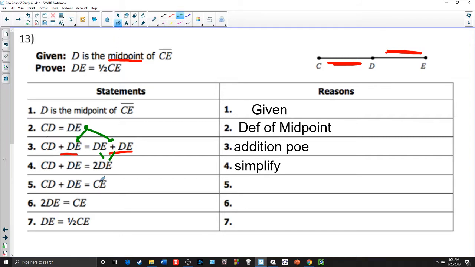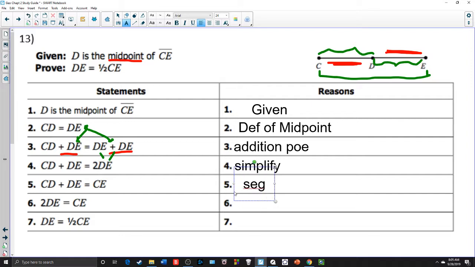And then they go to CD plus DE is CE. So once again, we have to think carefully here. This is saying that if I take this segment here and add it to this segment here, I get the entire segment in total. CD plus DE is CE. Well, that is almost verbatim the segment addition postulate, because I am adding two segments to get a bigger segment.